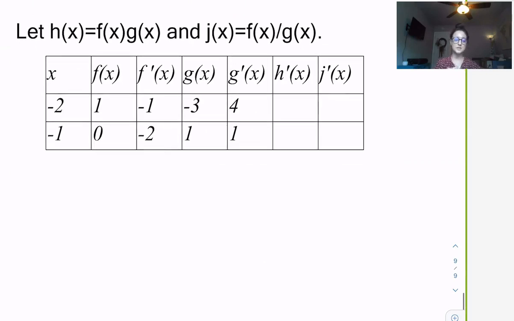Okay, so as our final example here, I am going to leave you with this. Then I would like for you to bring this to class and see if you can fill in the last 4 squares here. Okay, I've given you f prime, g, and g prime. H is defined as the product, J is defined as the quotient. See if you can fill in those last 4 squares and bring those to class for me.